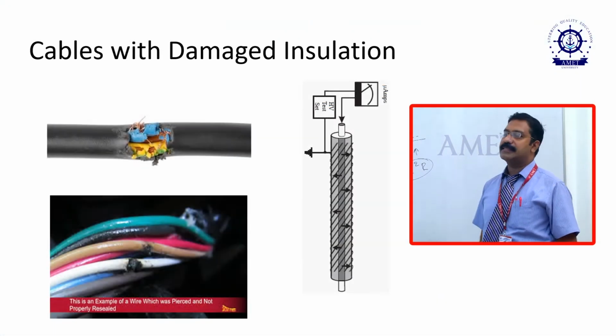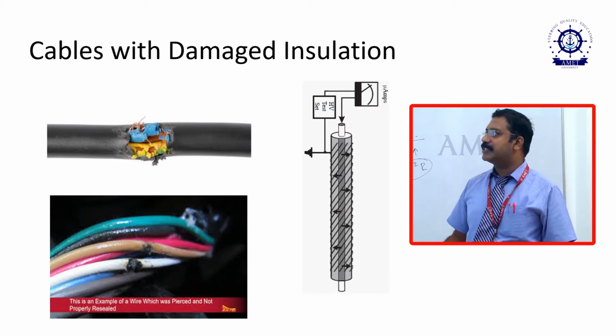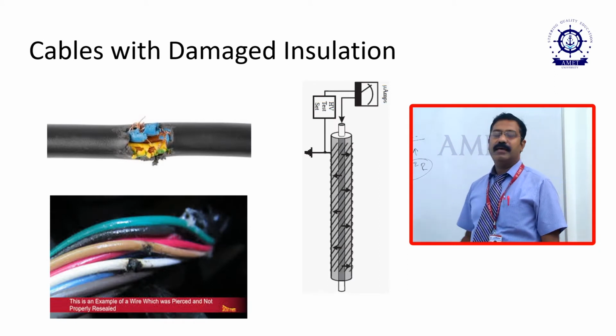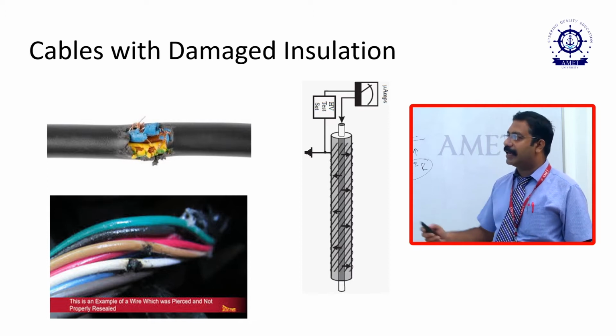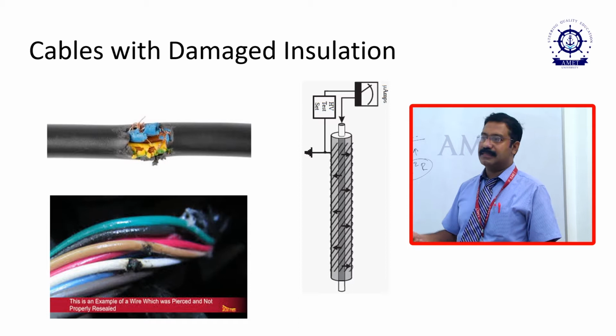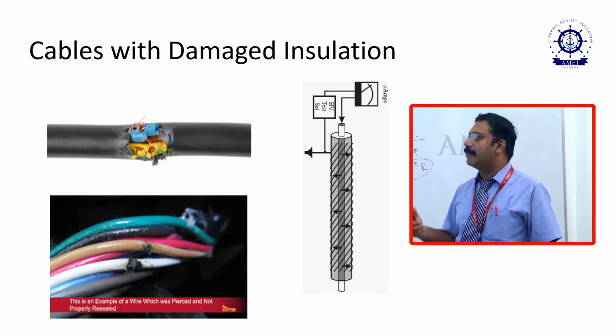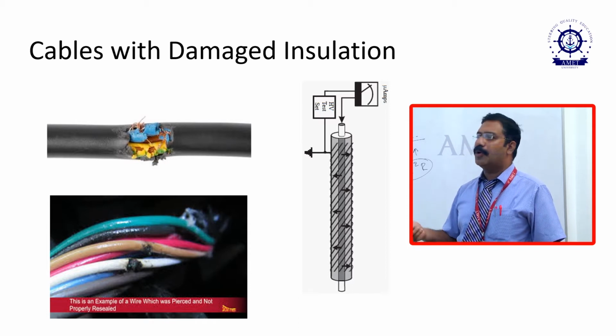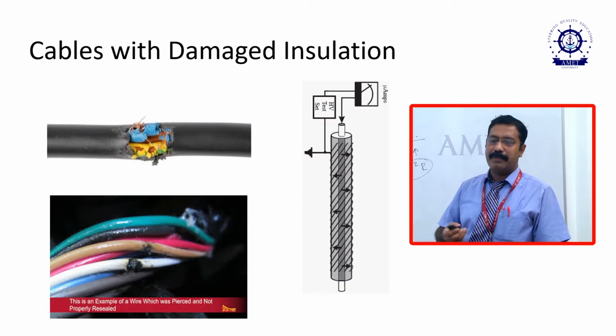Okay, if you see the slide, the cable which has been damaged. In the first diagram you have the cable which has been damaged by some external agents. Sometimes it may be torn by some rats, or some people might have cut the cable wires.